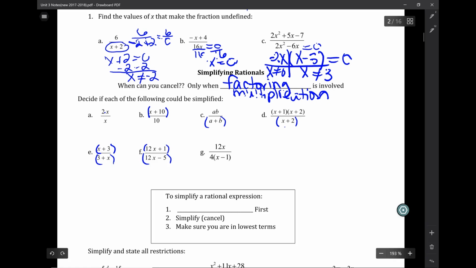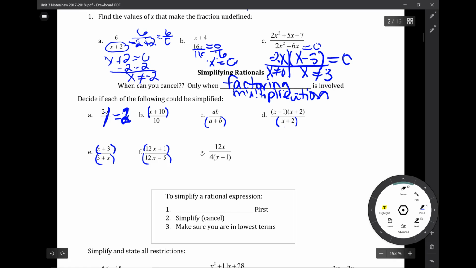Because in letter A, we have 2 times x divided by x. Just using our knowledge of our exponent rules, we know that those x's will cancel each other out, and this will reduce to 2.